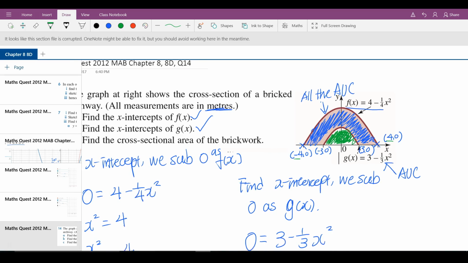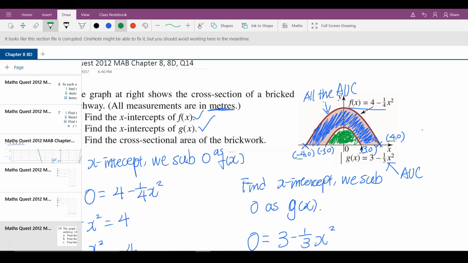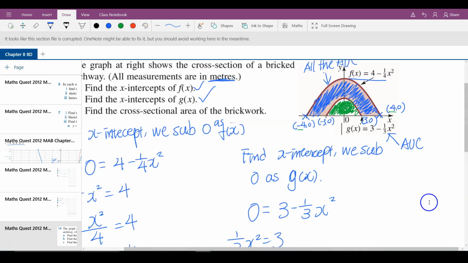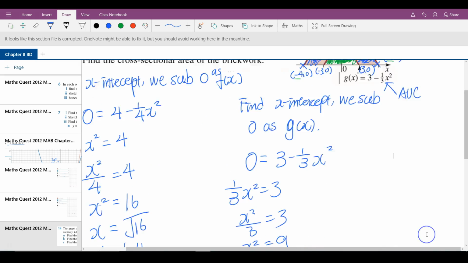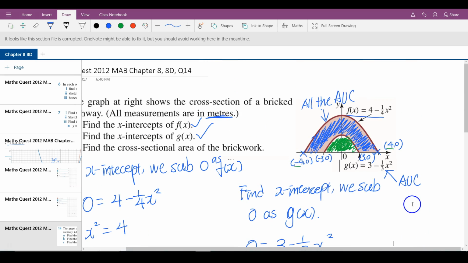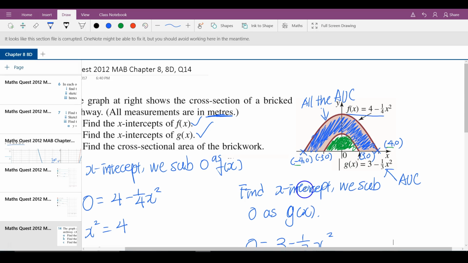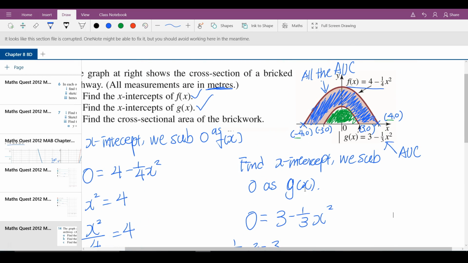All right, so let's do that. Okay, let's go. All right, I can do it. Okay. All right, so let's find all the area under f of x first, from -4 to 4.